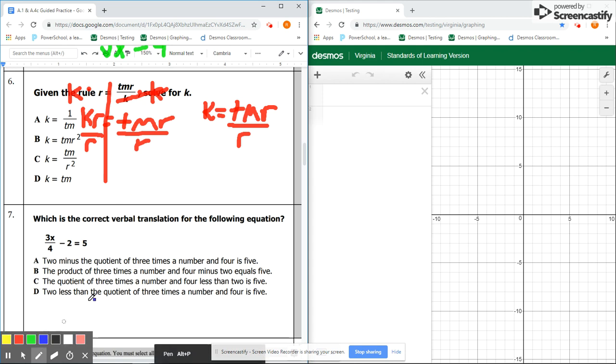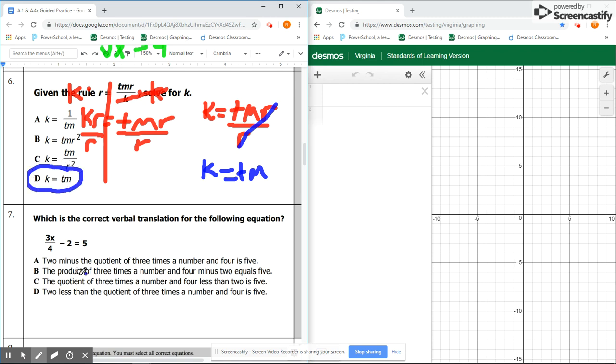If I look at my answer, I notice that I have an r on the top and an r on the bottom that they can cancel. All right, so that's going to leave me with k equals TM, which I do see as an answer choice. All right, so we're going to solve for k for number 6, and we're going to get k equals TM.